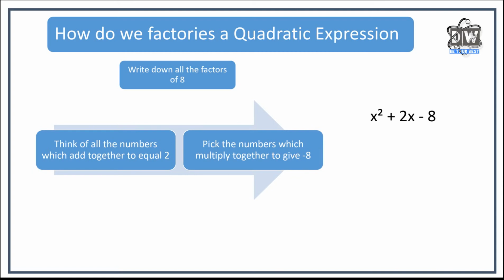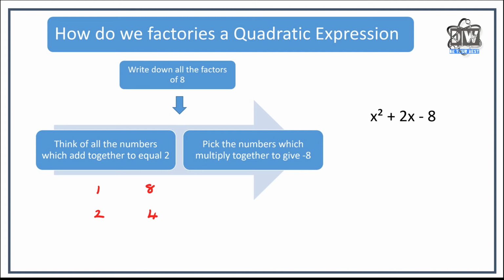Here's our question. We've got x to the power of 2 plus 2x minus 8. And we're going to do exactly the same as we did before. We are going to start with writing down all the factors of 8. Now you might say it's minus 8. We're just looking at 8 for a start, okay? If it was a positive 8, we'd still do the same thing. Negative 8, still the same thing. So let's write those down now. We've got 1 times 8 is 8. We've got 2 times 4 is 8.